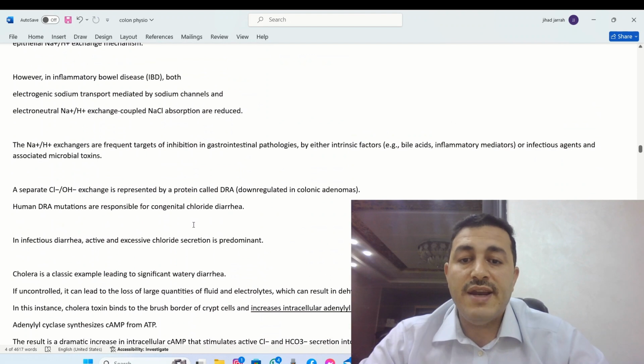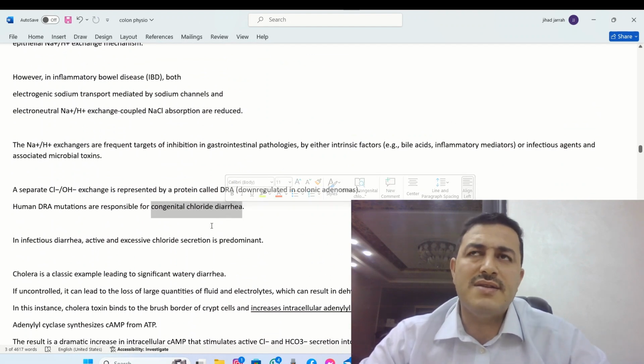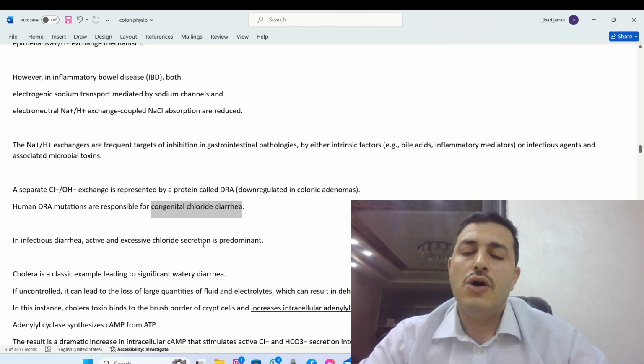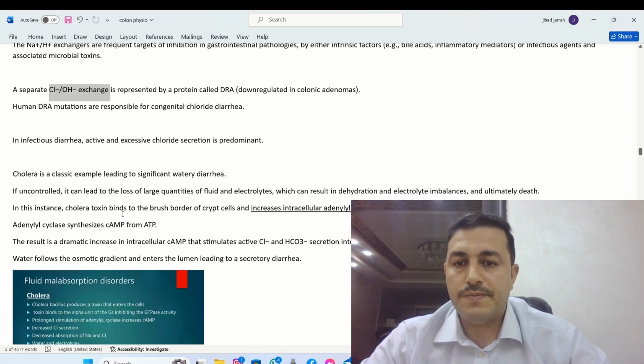Also, we have an entity called congenital chloride diarrhea. This is due to a mutation in a gene called downregulated in colonic adenoma, DRA, which will inhibit the chloride-OH exchange.